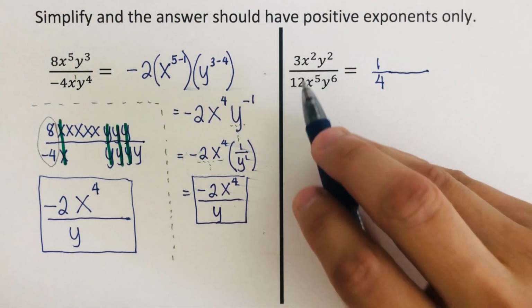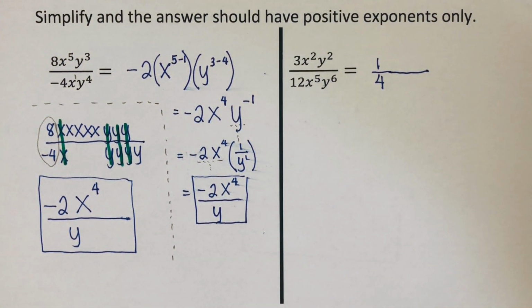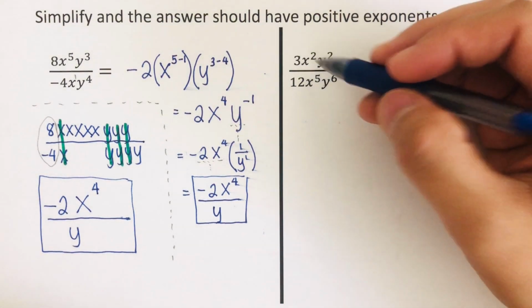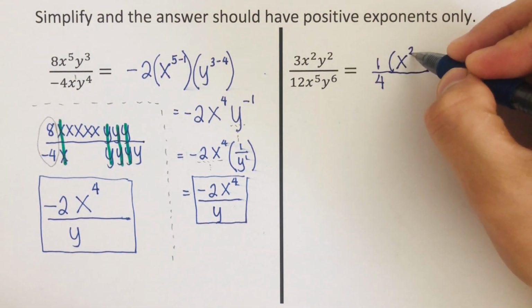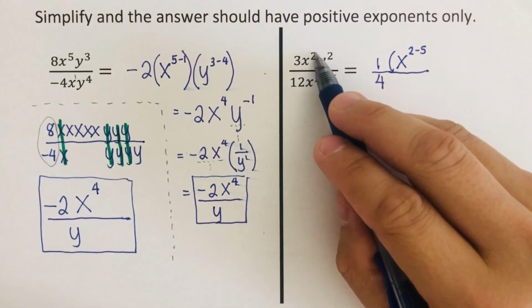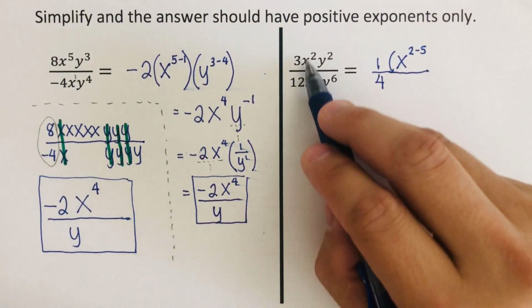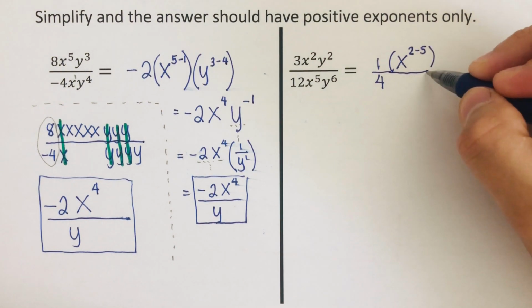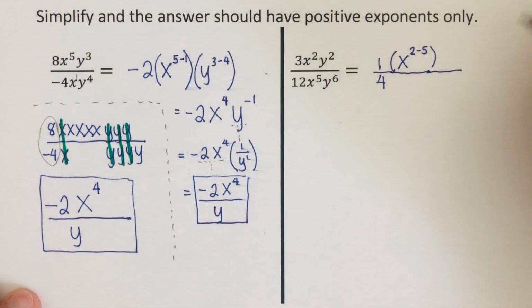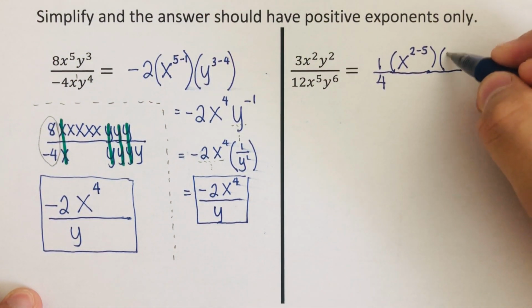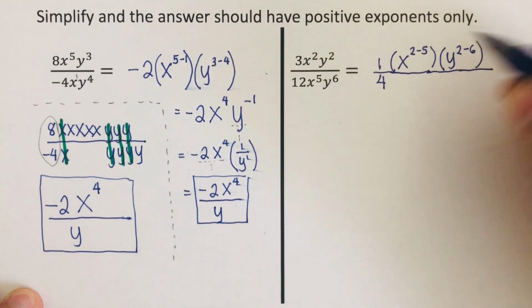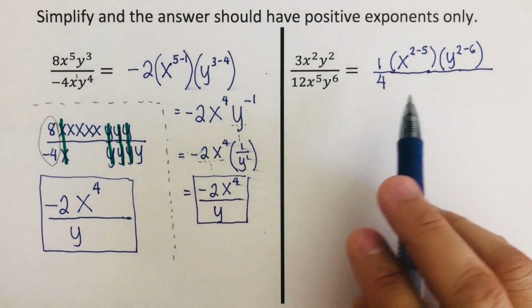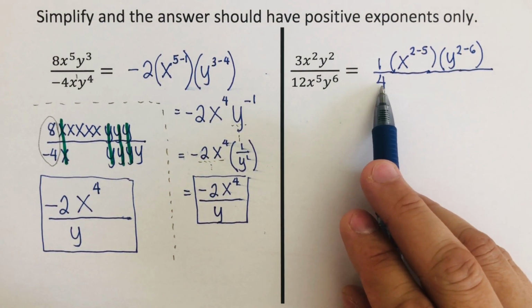Now, using the quotient property, we can go ahead and subtract the exponent of x. So that would be x to the 2 minus 5. Again, we're subtracting it because we're dividing it. And then the y here is going to be y to the 2 minus 6. And then nothing is left over at the bottom except for the 4.